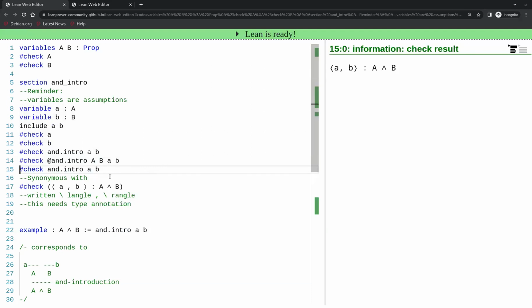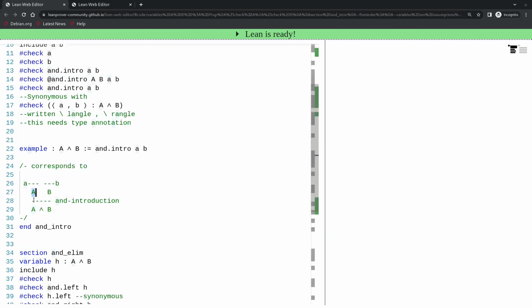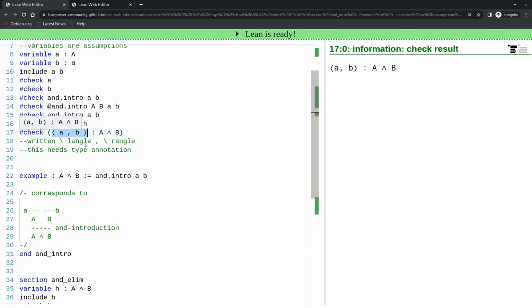This constant and.intro corresponds to this inference rule, which says that in order to prove A and B, it suffices to have a proof of A and a proof of B separately. So the proof of A was our tiny a, and the proof of B was our tiny b that we had given before. We have a short notation for and.intro A B. These brackets here, a left angle and right angle bracket, are a short notation for and.intro A B.